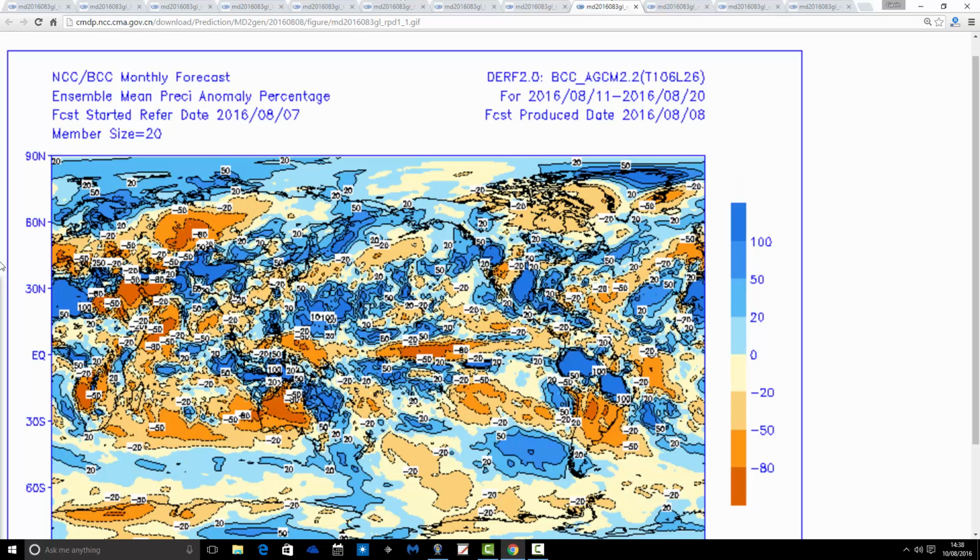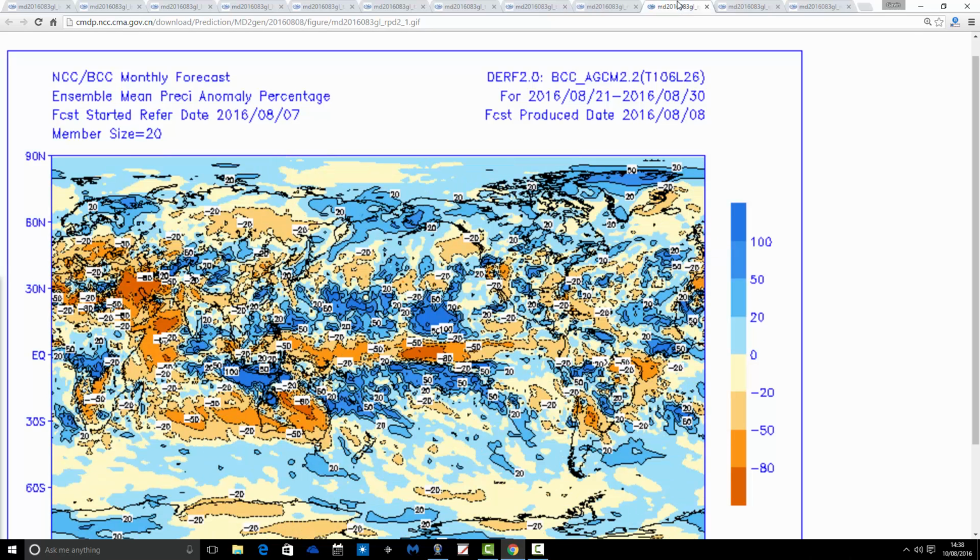Precipitation anomalies for the coming 10 days, which is, again, the 11th through 20th of August, days 1 to 10, generally coming out very slightly drier than average, especially for England and Wales. Quite a dry 10 days there. It is wetter up to the north.